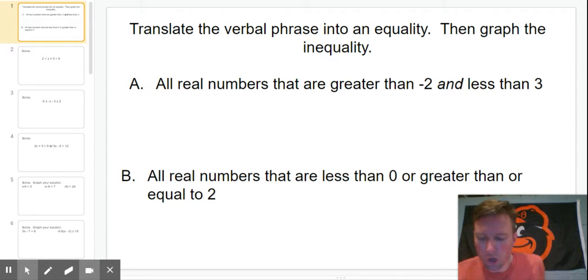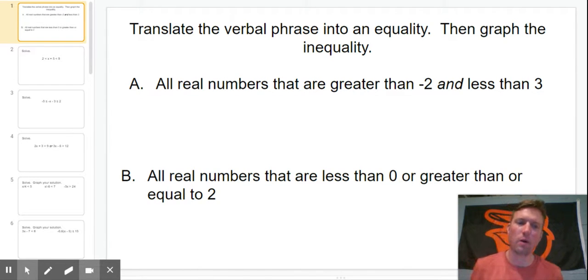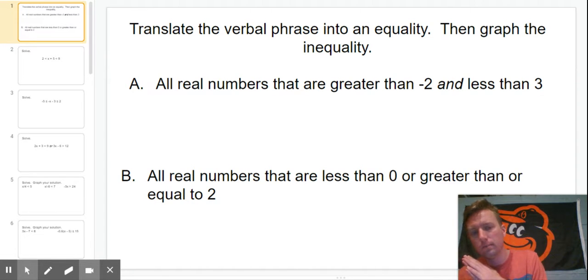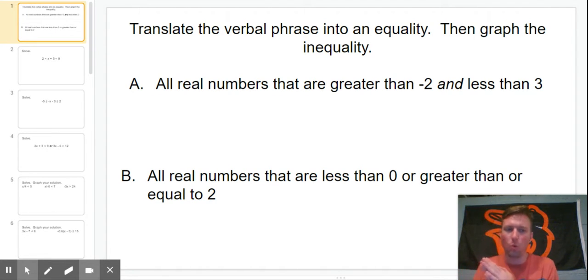We are talking about solving compound inequalities. We learned about inequalities last week, and we worked with inequalities before. Now they're going to be compound. A compound inequality just means that there are two separate inequalities that are joined together by either the words "and" or "or." So, and, or. We are going to look at how we do this.